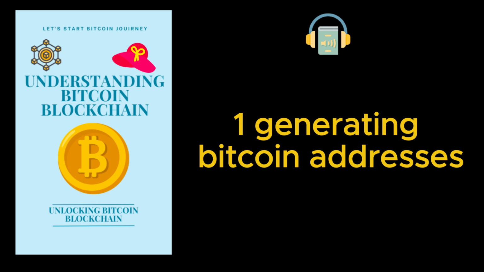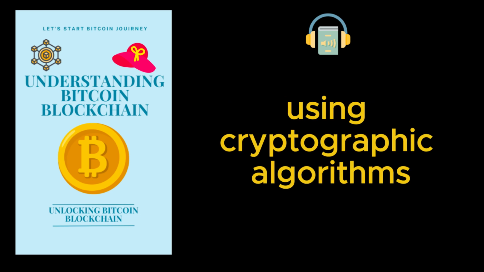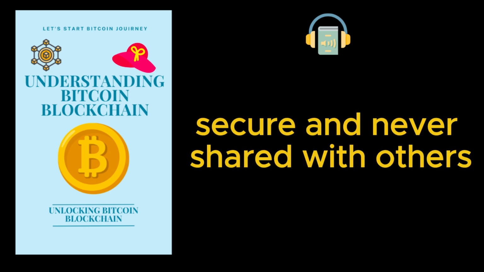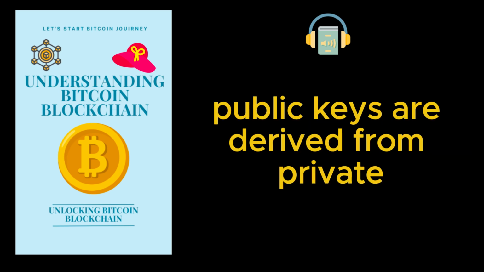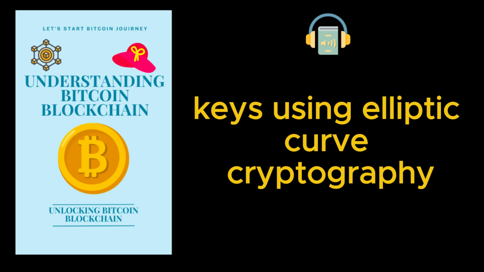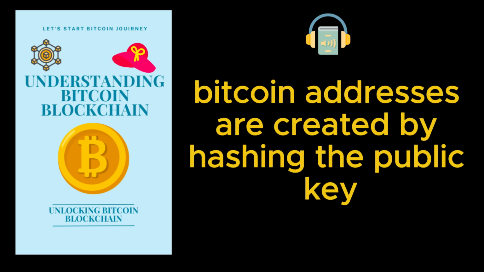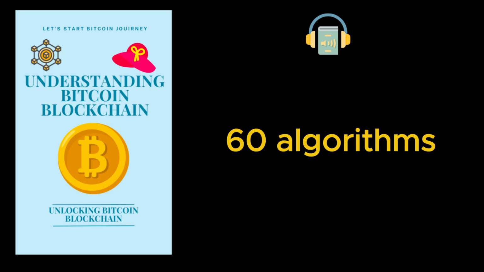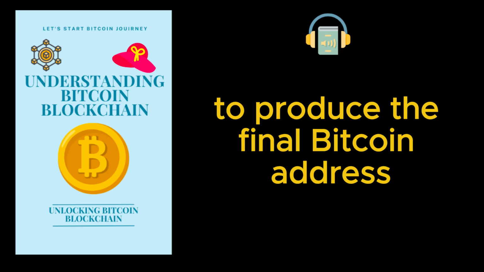1. Generating Bitcoin addresses. Private keys are generated randomly using cryptographic algorithms. These keys must be kept secure and never shared with others. Public keys are derived from private keys using elliptic curve cryptography, ECC. Bitcoin addresses are created by hashing the public key using SHA-256 and RIPEMD-160 algorithms. The resulting hash is encoded using base 58 to produce the final Bitcoin address.